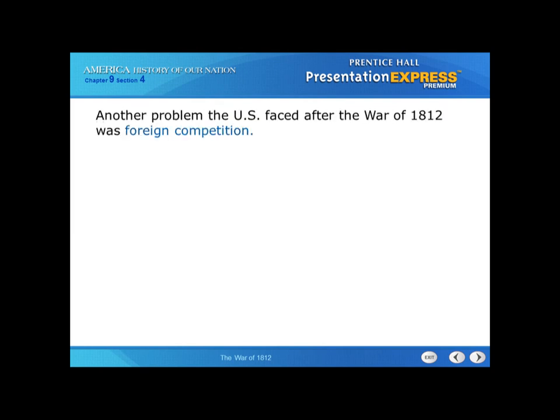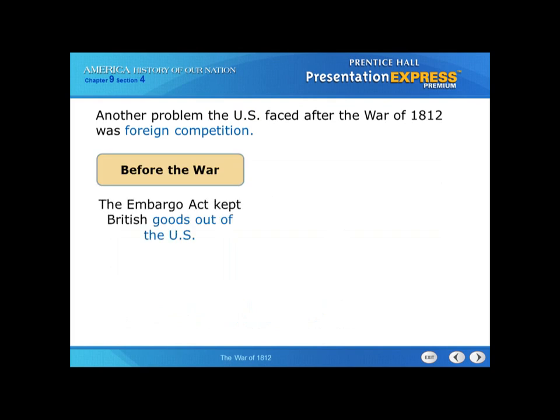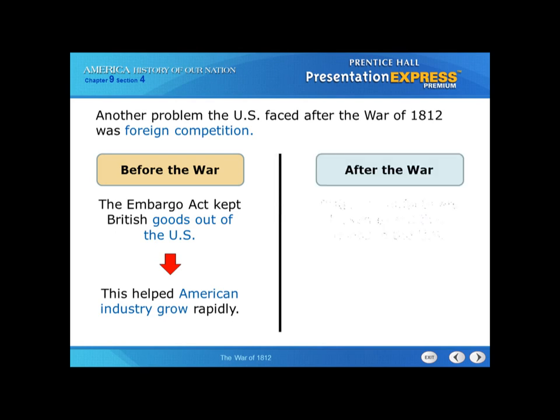Another problem the U.S. faced after the War of 1812 was foreign competition. Before the war, the Embargo Act kept British goods out of the U.S. This was an idea that Jefferson had to punish Britain for Britain's actions. And again, the Embargo Act kept goods out of the U.S. This helped American industry grow rapidly. In other words, it forced people to rely more on American goods.